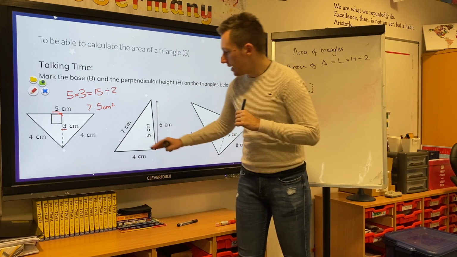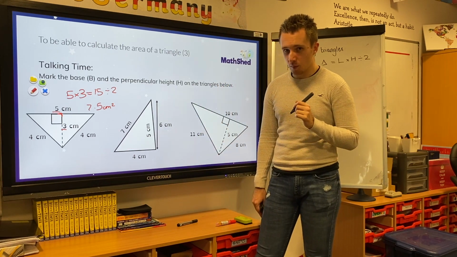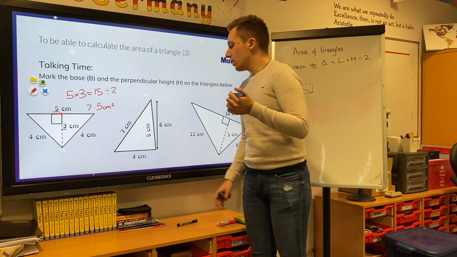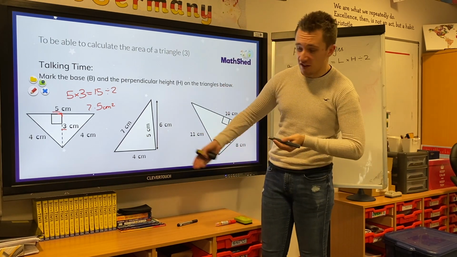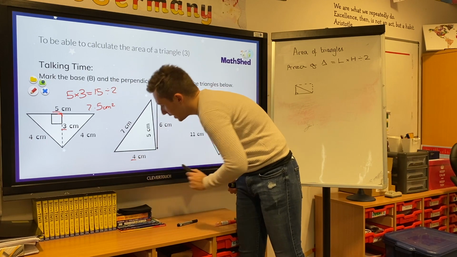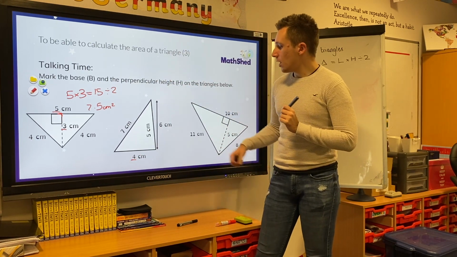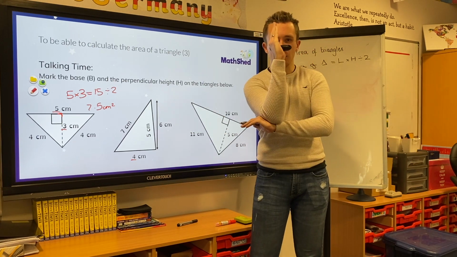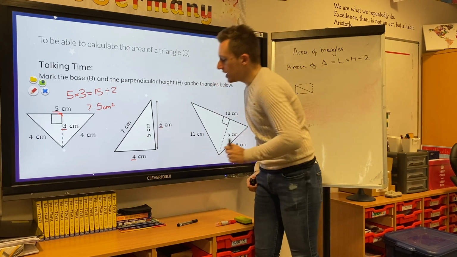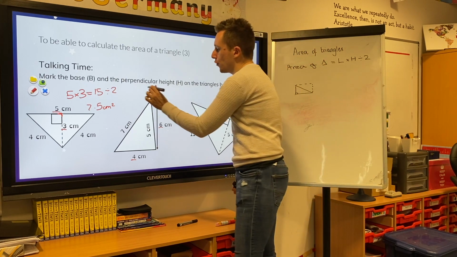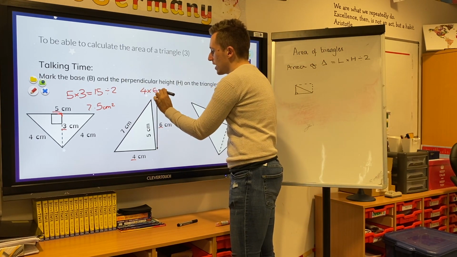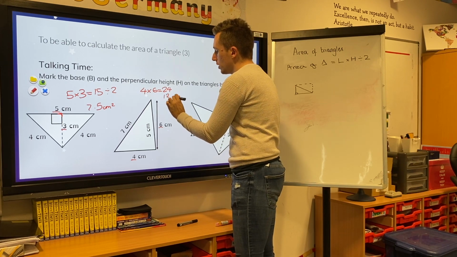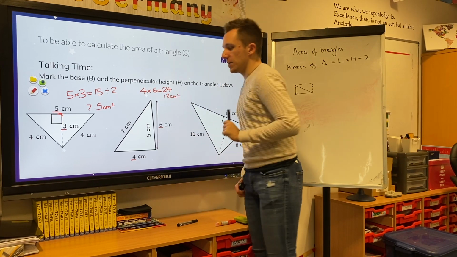The next one, first job, identify the length. Well, the length is the straight line. Okay, straight line sits flat. The one at the bottom, in this case. So the length is 4. The height is from the bottom to the top in a straight line. So the height is 6. So we do 4 times 6, which is 24. Divided by 2 is 12 centimetres squared.